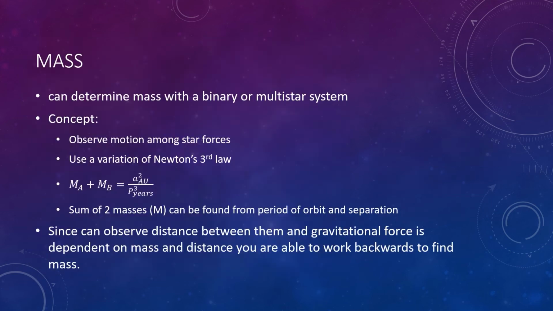The mass of a star can be determined with a binary or multi-star system best. The concept is that we observe the motion among star forces, and we use a variation of Newton's third law, which is MA plus MB equals K squared astronomical units over P cubed years. And this is the sum of the two masses, which can be found from a period or orbit and separation. From this, we can actually observe the distance between them, and since the gravitational force is dependent on the distance of two objects and masses, if you know the force and distance, you can therefore determine the mass of the star. And essentially, you work backwards.